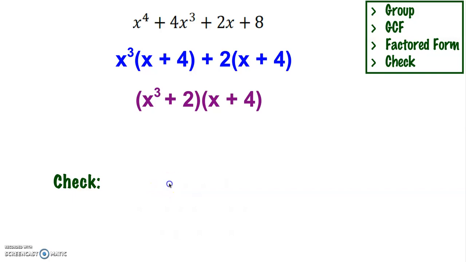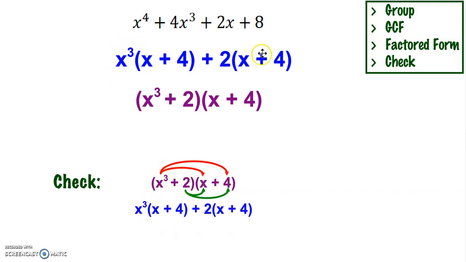Now, in order to check our work, I'm going to start from our answer, and then I'm going to distribute just like we would when we were multiplying binomials. So I'm going to distribute the x cubed to the x plus 4 and the 2 to the x plus 4. When we write out that distribution step, notice how that looks like this blue step up here. I'm multiplying the x cubed times that second binomial. I'm multiplying the 2 times that second binomial. Then when I distribute, I get x to the 4th plus 4x cubed plus 2x plus 8, which is our original polynomial that we started with.